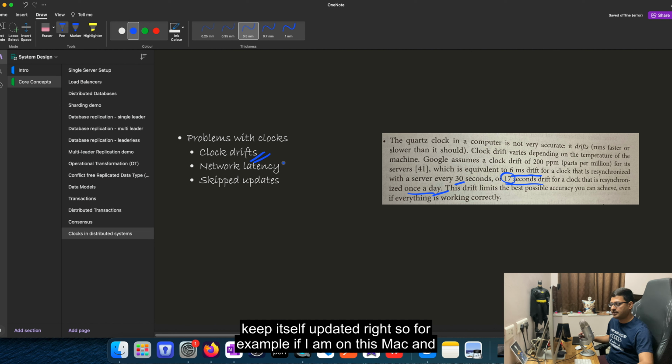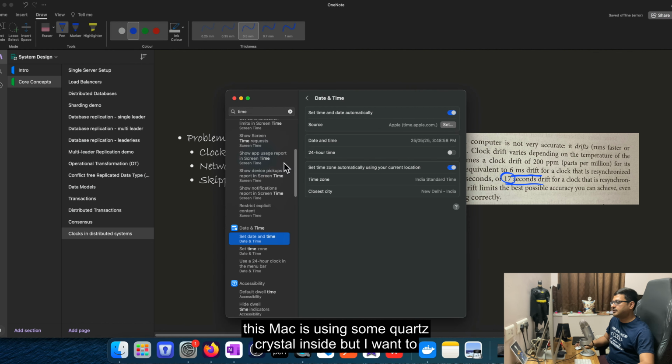So for example, if I am on this Mac and this Mac is using some quartz crystal inside, but I want to keep it synced using some network, so I go to date and time settings and I check this box, set date and time automatically, which is using this server time.apple.com or time.google.com or time.microsoft.com or whatever, and it is keeping itself in sync. So this is not using the local watch that is available here, but it is constantly checking periodically to update itself using this server, right? So this is a network call again.